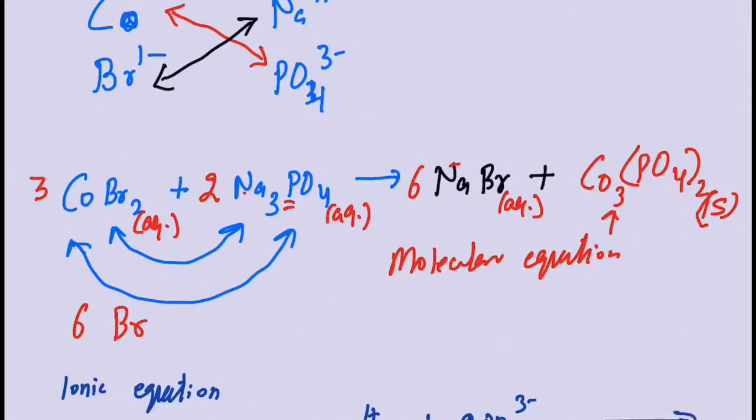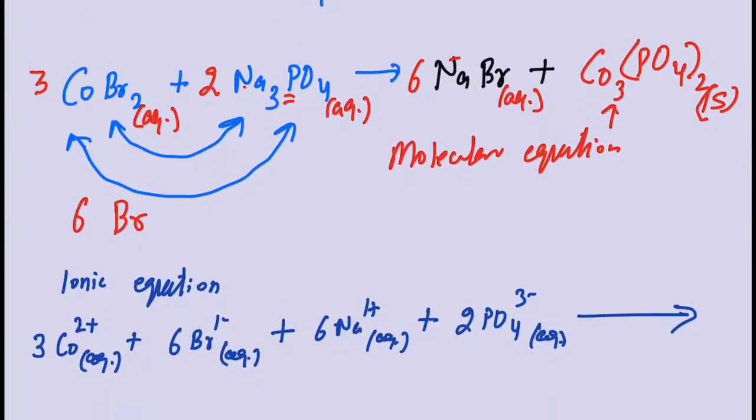Okay, so that's going to go ahead and make the product. So let me just write down the products on the bottom here. So your NaBr on the product side is also aqueous. So let's break that down into the ions. So that's going to be 6 Na 1 plus aqueous. And that's also going to be 6 Br 1 minus aqueous. And now your cobalt phosphate is the solid, so you don't want to break that into ions, so leave that as it is. It's going to be Co3(PO4)2 solid.